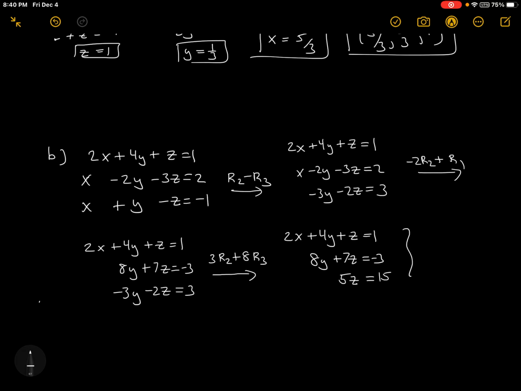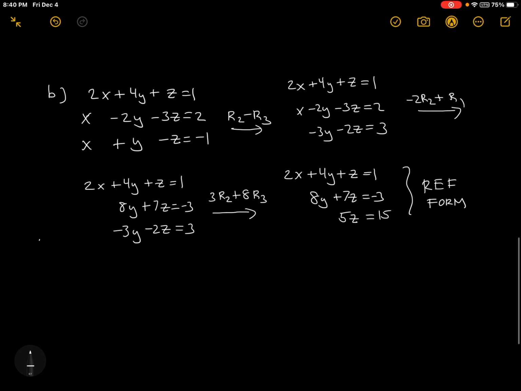Okay, so now we are in REF form. Just to review, each leading coefficient has zeros below it. So 2 has zeros below it. 8 has zeros below it. Each leading coefficient is to the right of the leading coefficient above. This really applies to the 8y right here. 8 is to the right of 2. 5 is to the right of 8. Okay, and you're done. Basically, you just back solve from here.